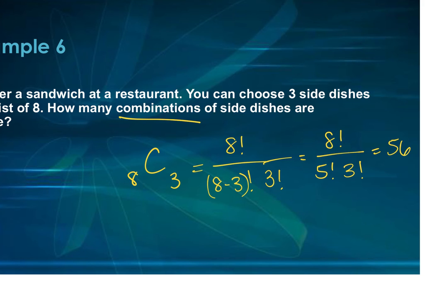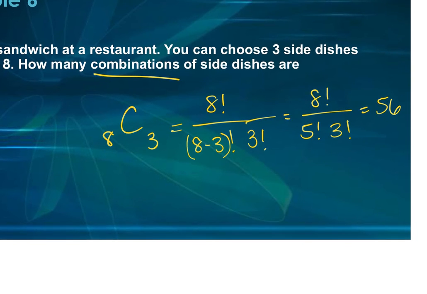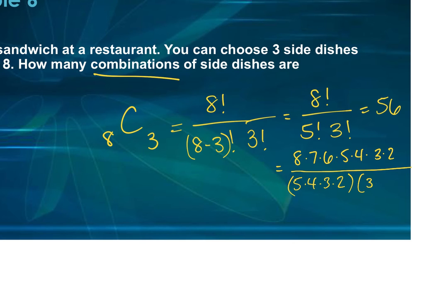Okay, 56. So for those of you that are struggling to put it in your calculator, sometimes it's easier to write it all out and start canceling out. So let's write it out. We have 8 times 7 times 6 times 5 times 4 times 3 times 2. Do you agree? I'm not going to put times 1 because we don't really have to put it. Then it's 5 times 4 times 3 times 2. And then 3 factorial is 3 times 2.